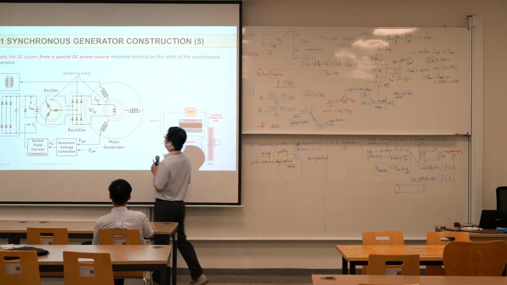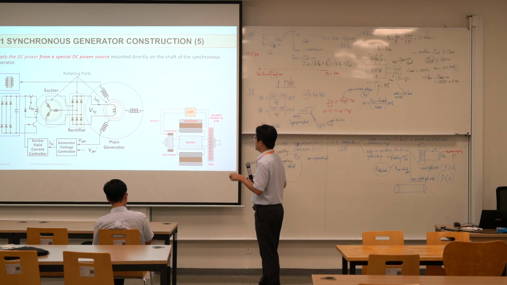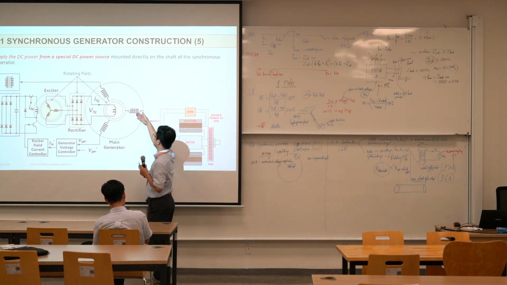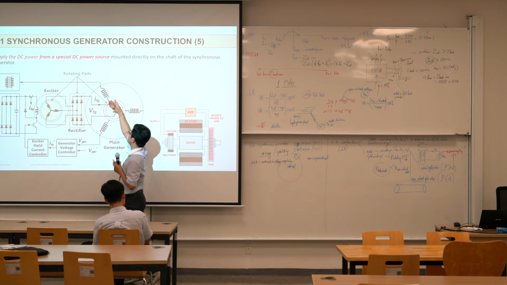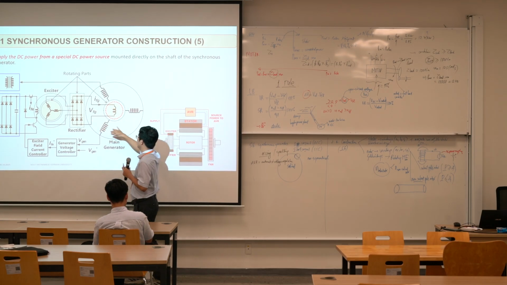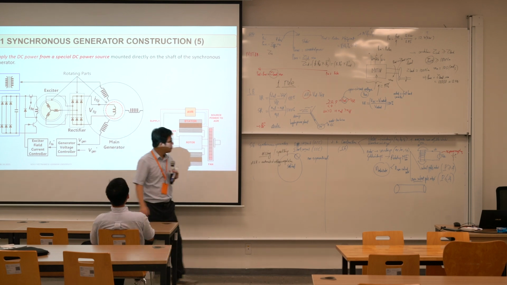So now, look. This is the main generator. How many phases? 3 phases. For example, here is phase A, phase B, phase C. The outer ring is the main stator, and the inner ring is the main rotor. So we need the field winding.